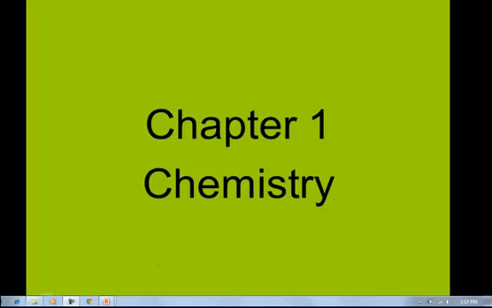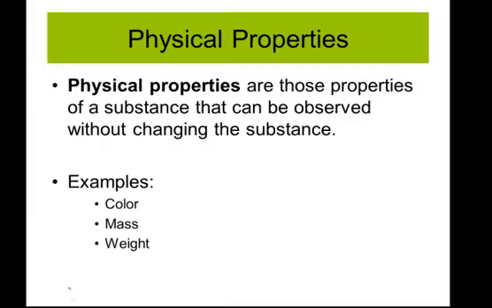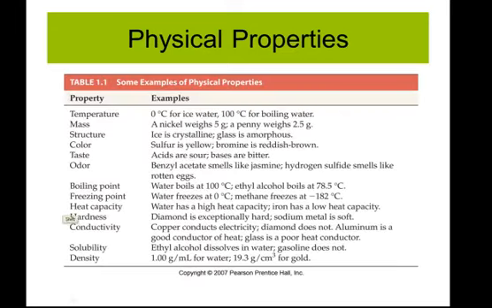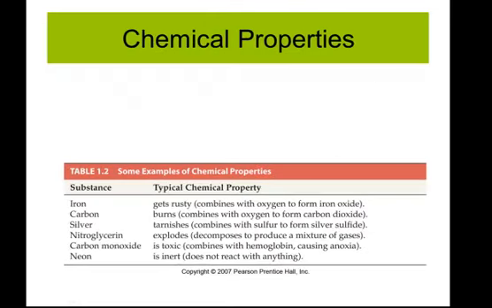This is going to be a video going through some of the topics that you're going to find in Chapter 1 on physical properties. And those are things that describe a substance, and you can observe those without actually changing the substance. So the color of something, what the mass would be, the density, the state of matter, the temperature, just things that we could see without actually changing the substance. And so here would be several examples that you can see in your book of physical properties.